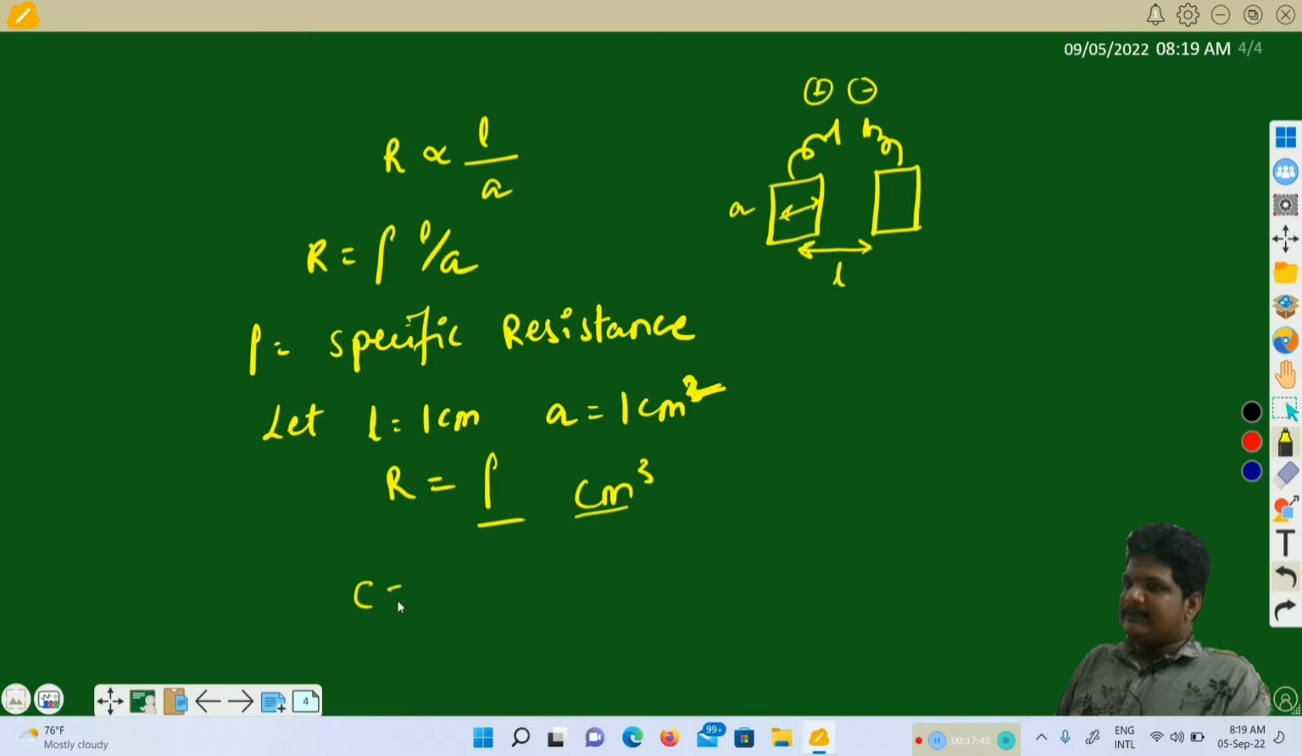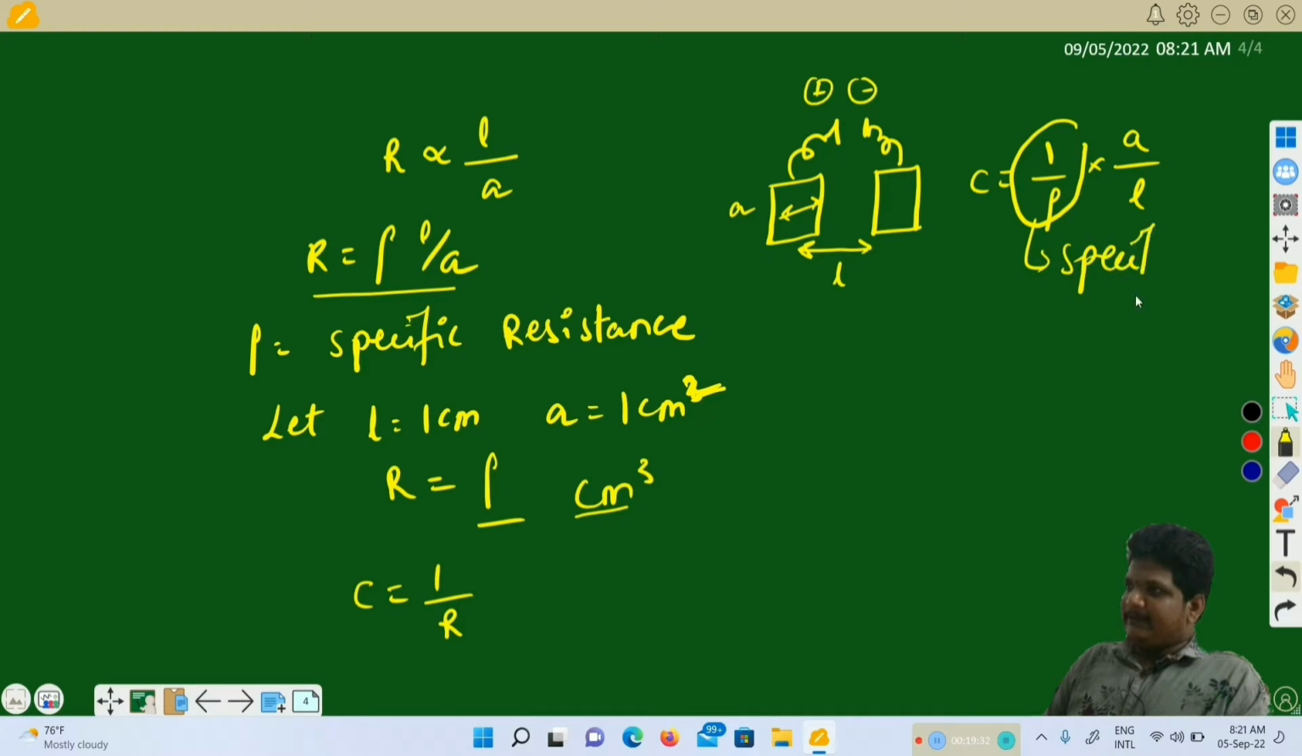Now, as we know that C is equal to 1 by R, so conductance is equal to 1 by R. If I substitute the value of R in this equation, I will get C is equal to 1 by rho into A by L. Here 1 by rho is what we call specific conductance, or it is also called conductivity.